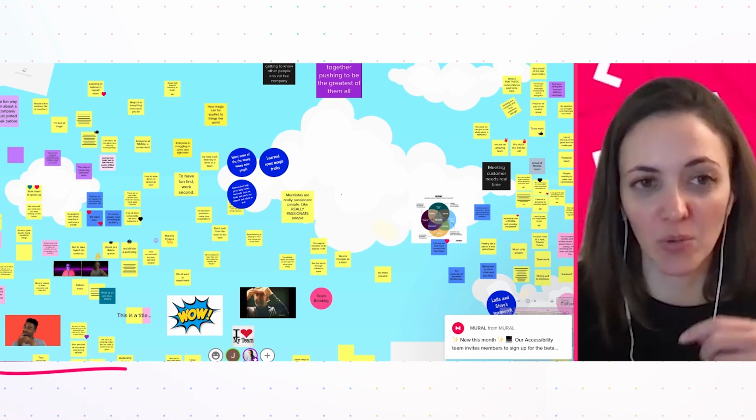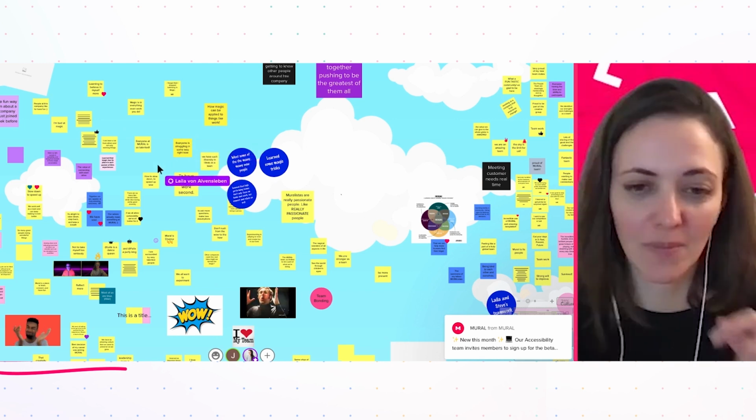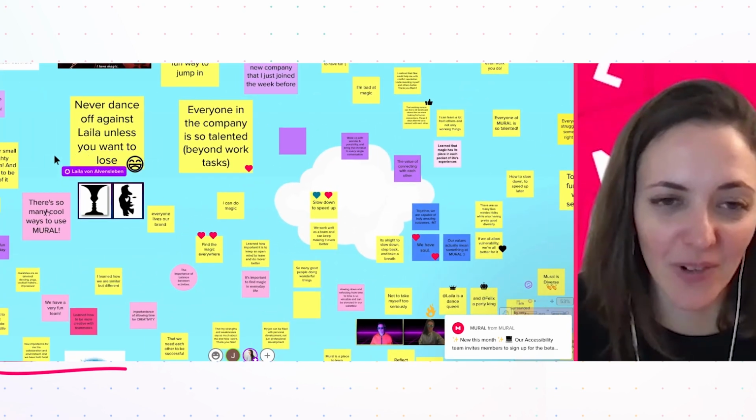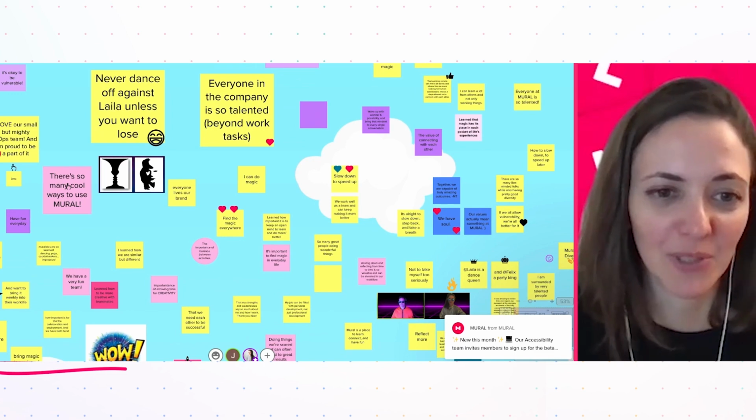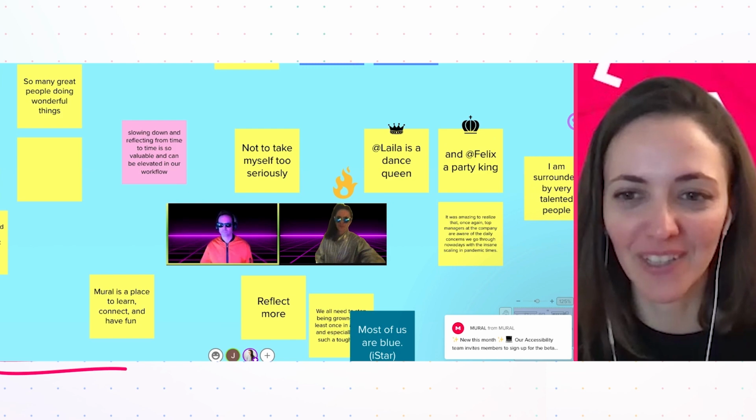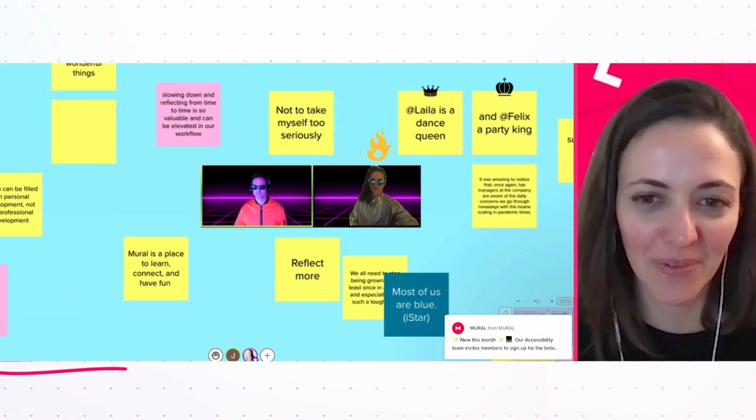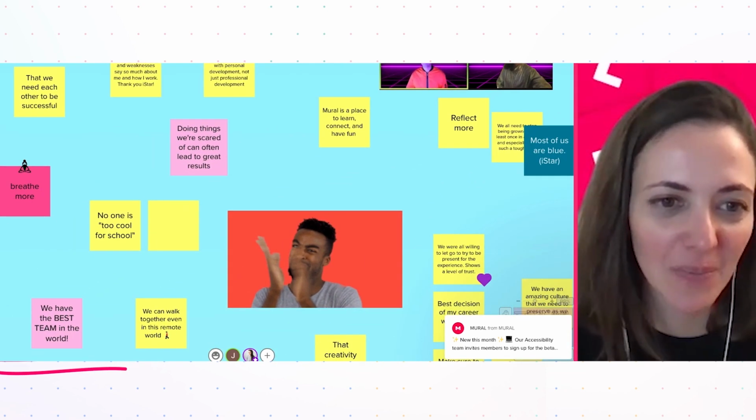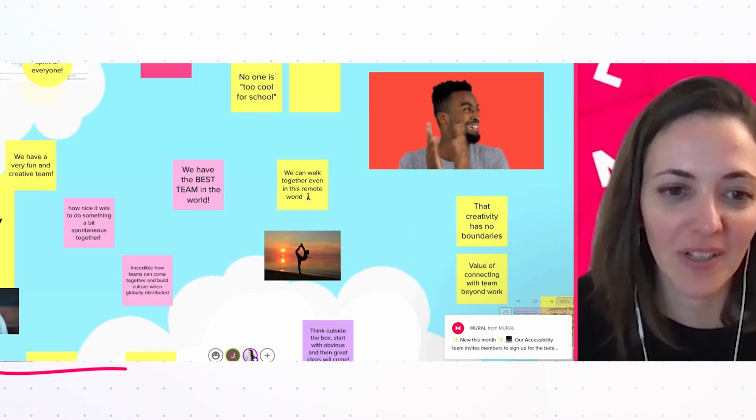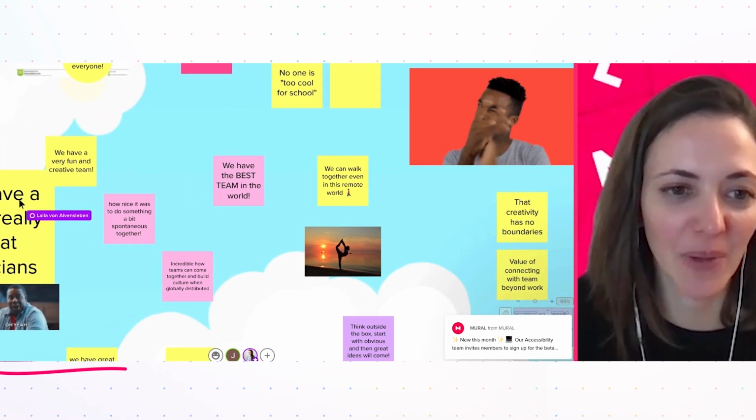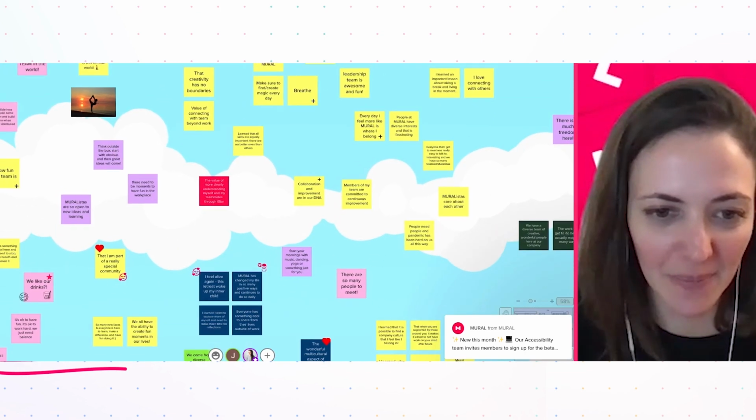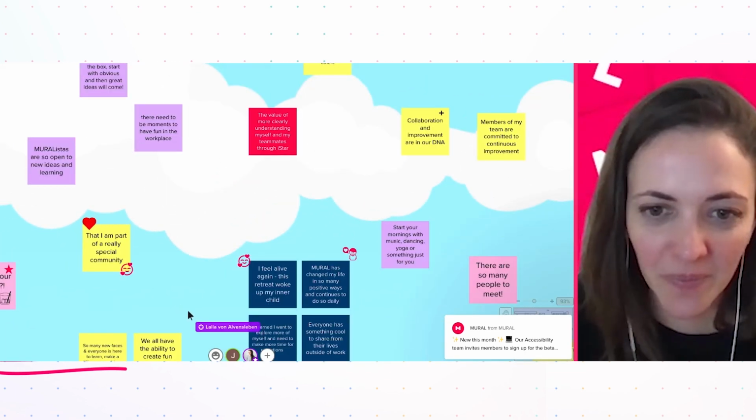And it was great because this one we did synchronously all together. So you can just imagine 400 people or more in this mural, adding, for example, never dance off against me unless you want to lose. And here is a picture to prove how Felix and I would do these dance battles all dressed up. But you can see people had reminders for themselves, like, one thing I learned is I need to breathe more. One thing I learned is that we have a lot of really great musicians. So Emilia, I'm sure that you had some learnings as well.